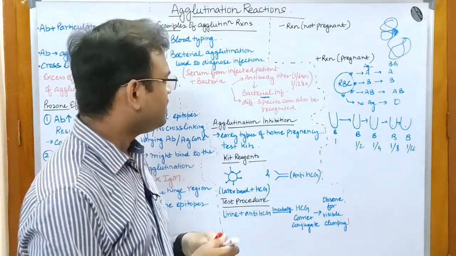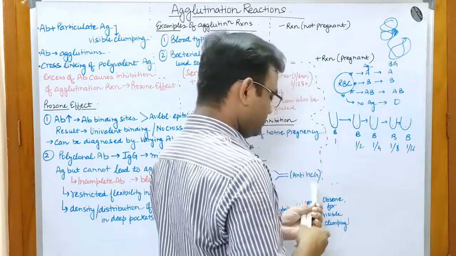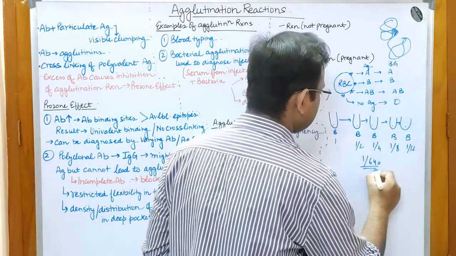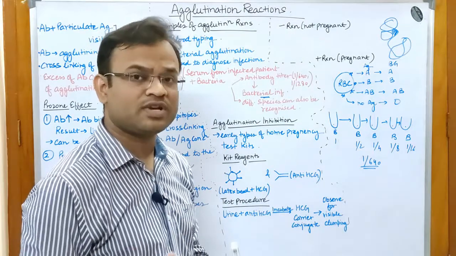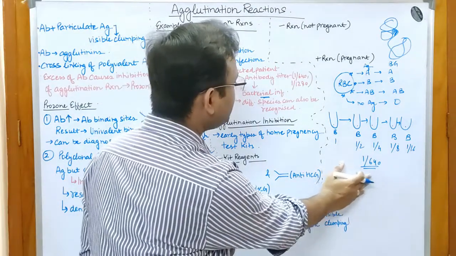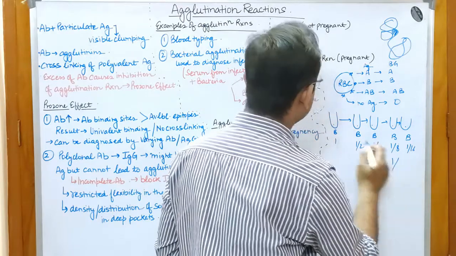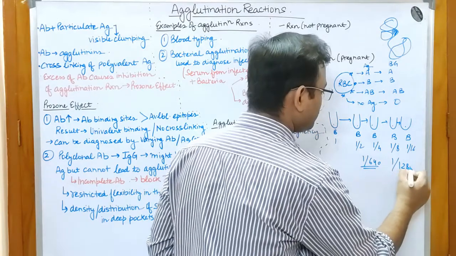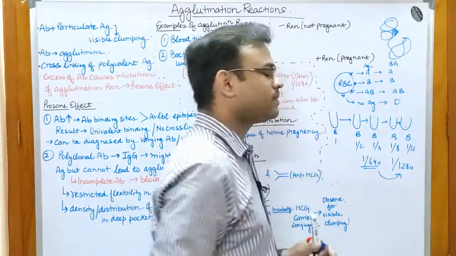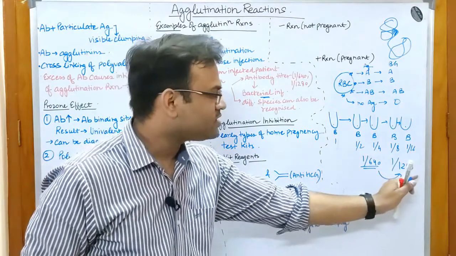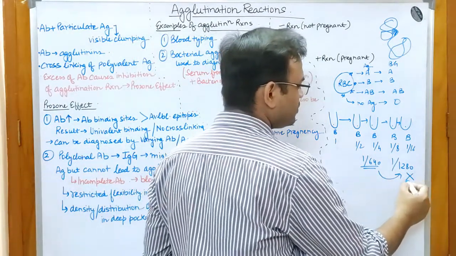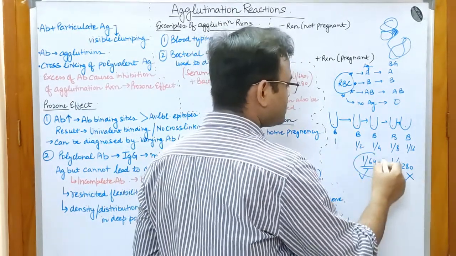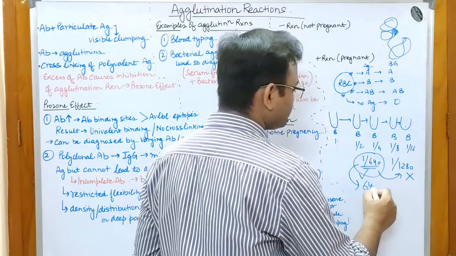Let us take another example. Let us say that at 1 by 640 you can see the agglutination reaction. This is the dilution at which you can see the agglutination reaction, and when you increase the dilution to the next level, if you multiply 640 by 2, you would get 1 by 1280. That means this is another twofold dilution, but you are not able to see the agglutination reaction over here. You are able to see it over here. That means you would not consider this, you would consider this. And what would be the antibody titer? It would be 640.